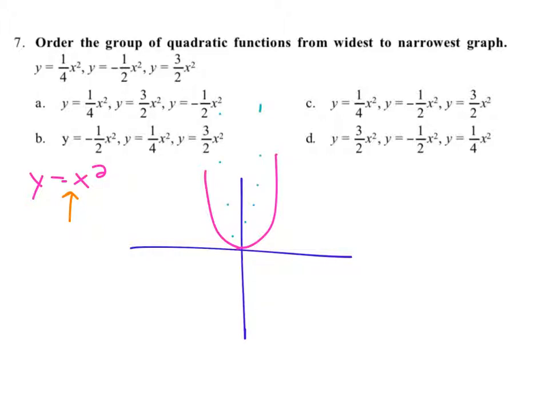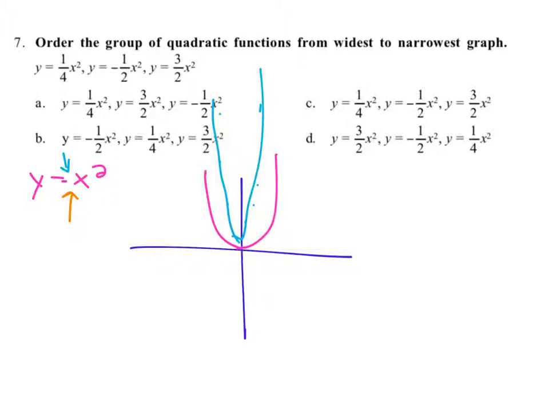And all of those points getting higher and higher makes it narrower. So the bigger the number that's in front of the x squared, the narrower it's going to be.